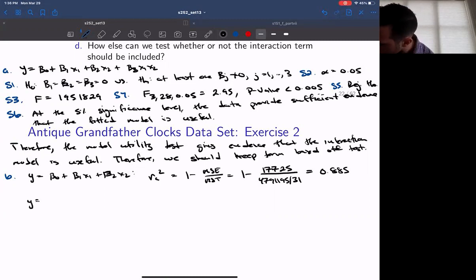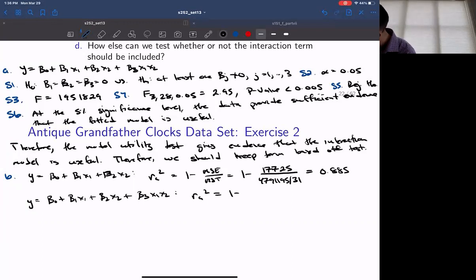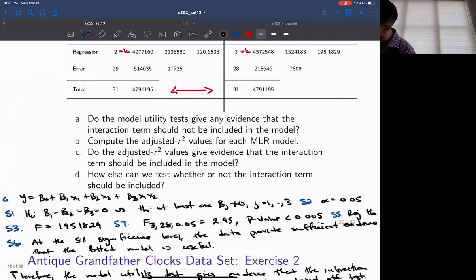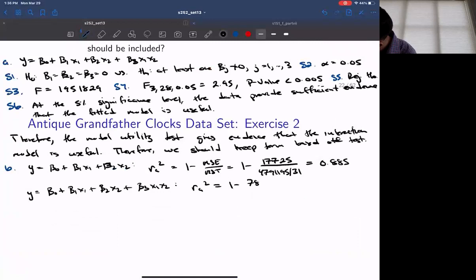For the second model, we would have R_A squared is equal to 1 minus 7809 divided by 4791195 over 31. And this is equal to 0.951.